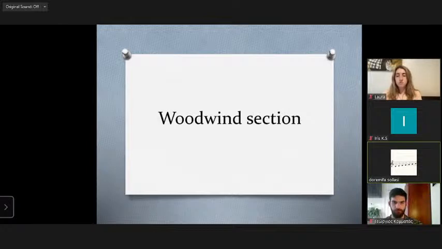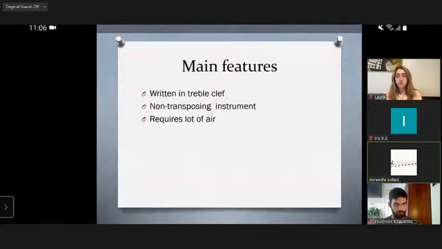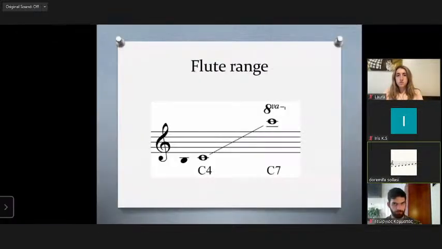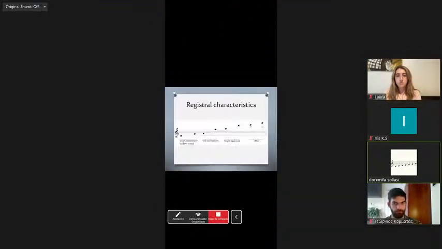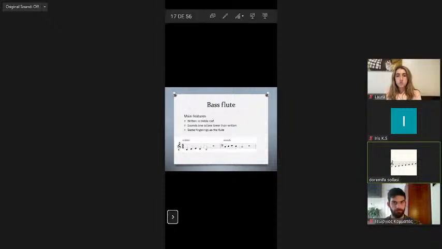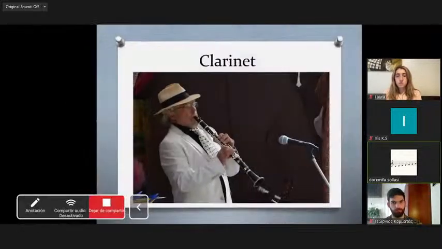Today we'll see the clarinets, the bassoon, the contrabassoon, and the saxophones. And if we have enough time, we can see a little bit of tonguing and articulation. Give me just a second. Okay, here, the clarinet.